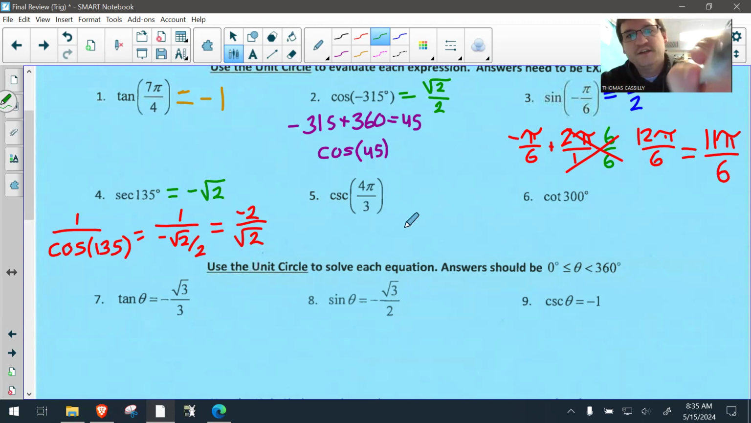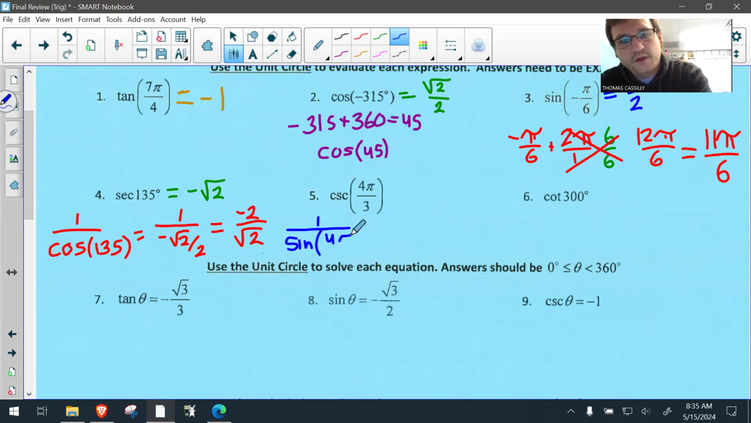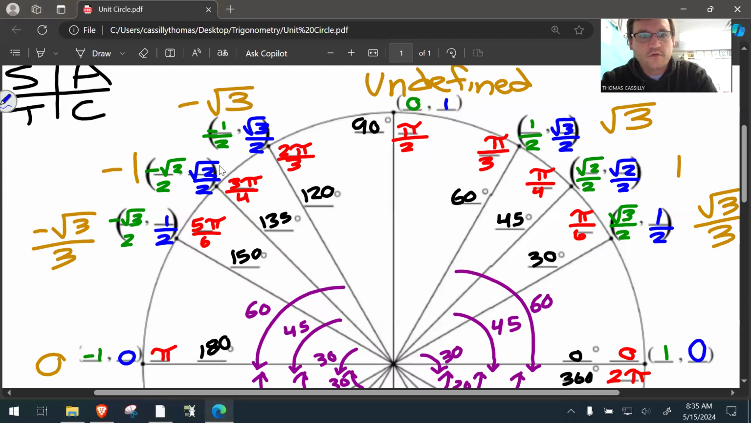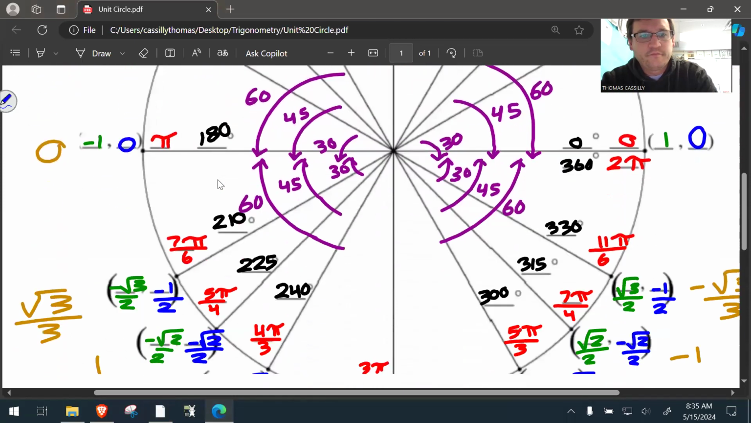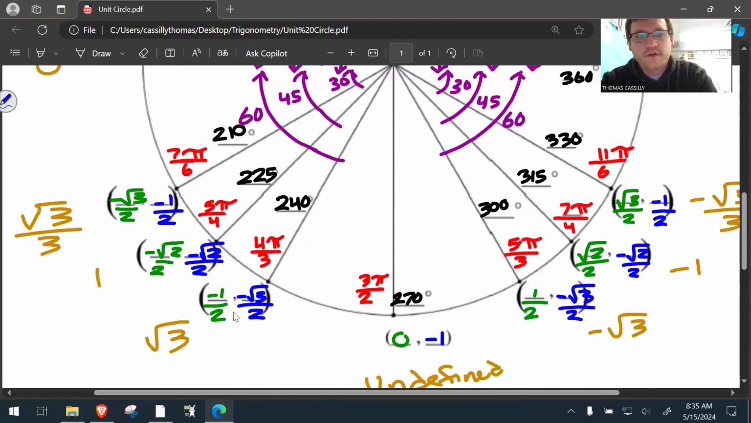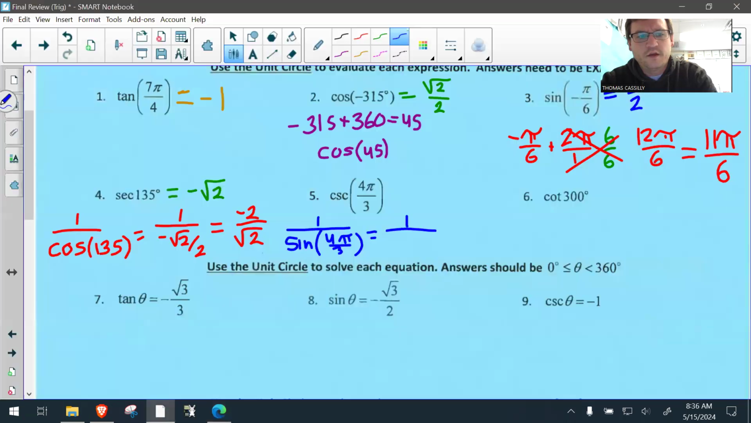Cosecant, so same idea now, but with sine. Cosecant's reciprocal is sine. So this is 1 over the sine of 4 pi over 3. So that is 1 over, find 4 pi over 3 on our unit circle. Right here, sine is, oh, hang on.